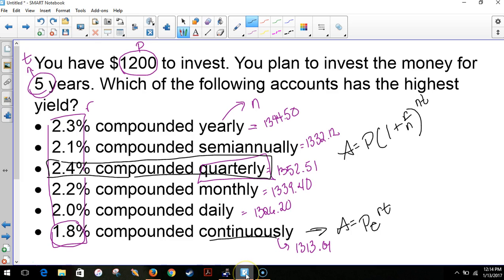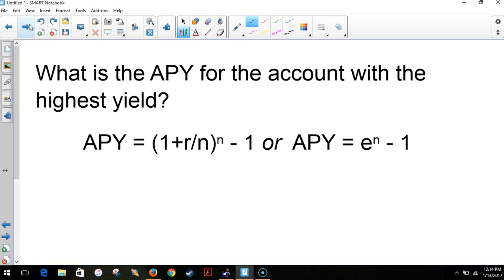But we're going to look at our compounded quarterly, which was 2.4, and we're going to try to figure out what is the APY on that account. So the APR was 2.4. We're not going to actually use the numbers that we used and found in the last equation, the 1200 and the 1352, to simplify the process. What we're going to do is pretend that our principal is $1 and that our time is 1 year. And that'll make our numbers a little bit neater in the end.